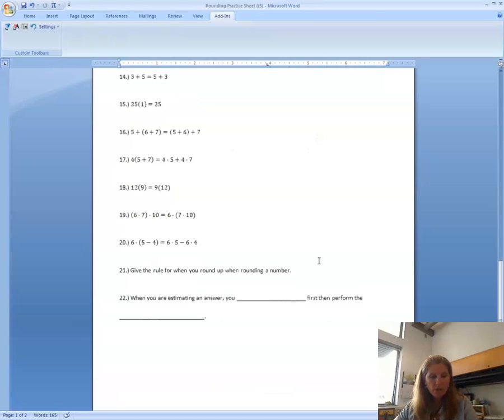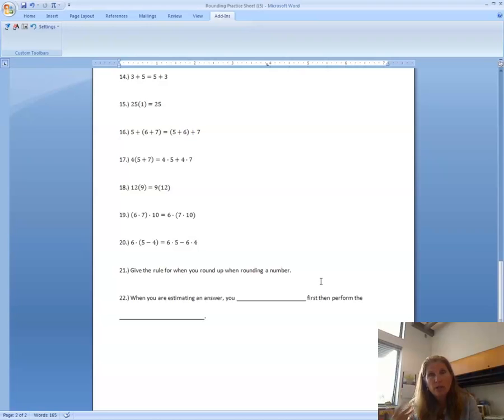Okay, so number 21 and 22 would be nice if you could answer those. Number 21 says, give the rule for when you round up when rounding a number. So when do you round up? And that's something you can go directly back to your notes and look it up, or Google it, or ask your neighbor, whatever. You're at home, you can do that.